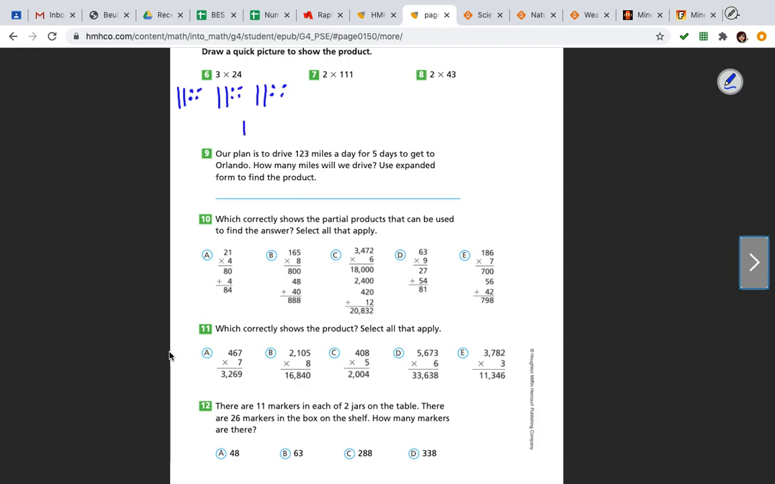So 4 times 3 is 12. And then 10, 20, 30, 40, 50, 60. 60 plus 12 is 72 if you solve for it.